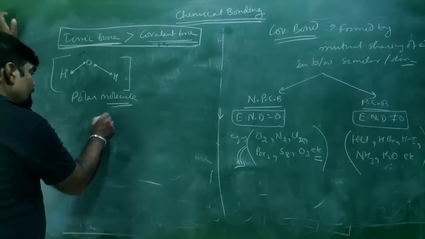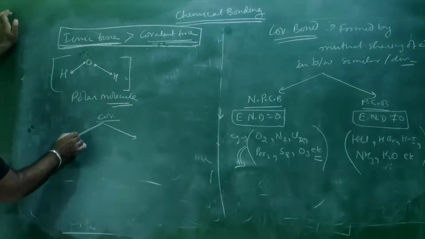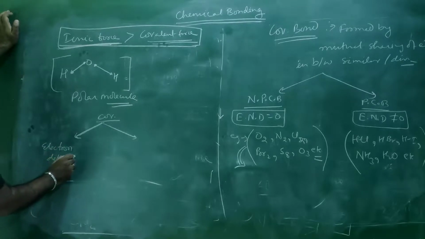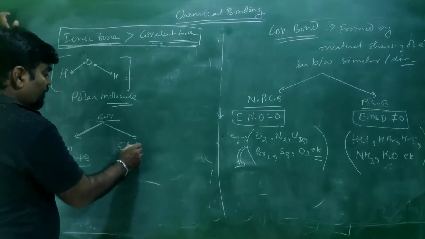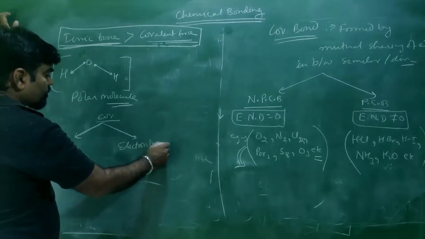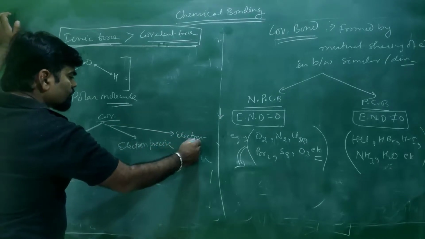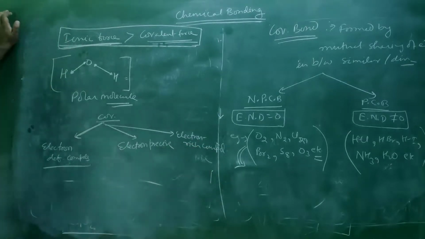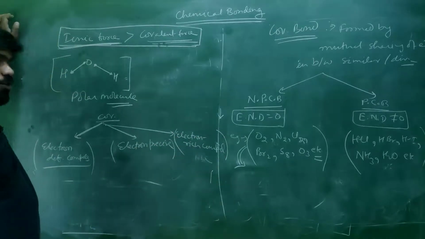Covalent compounds can be divided into different categories. One is electron deficient compounds. Other is electron precise compounds. Other is electron rich compounds.